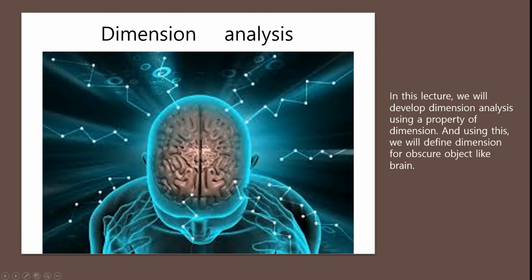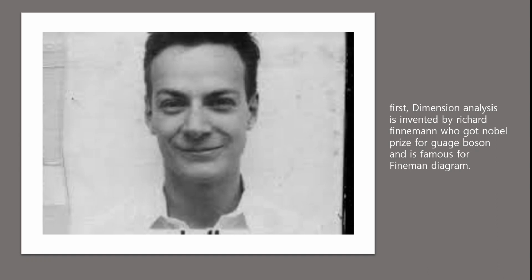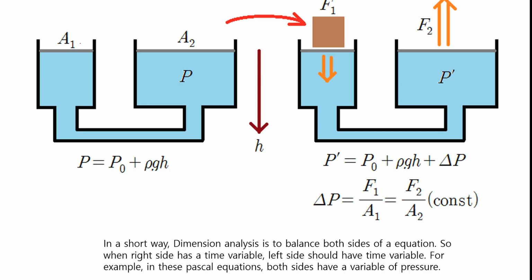In this lecture, we will develop dimension analysis using a property of dimension, and using this, we will define dimension for obscure objects like a brain. First, dimension analysis was invented by Richard Feynman, who got a Nobel Prize for gauge boson and is famous for the Feynman diagram. In a short way, dimension analysis is to balance both sides of equations.